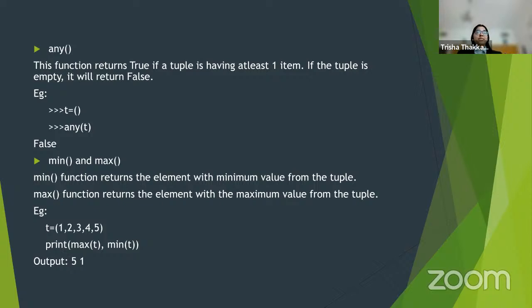The min and max functions. The min function returns the element with the minimum value from the tuple, whereas the max function returns the element with the maximum value from the tuple. In the given example, when we print max(t) and min(t), the output is 5, 1.